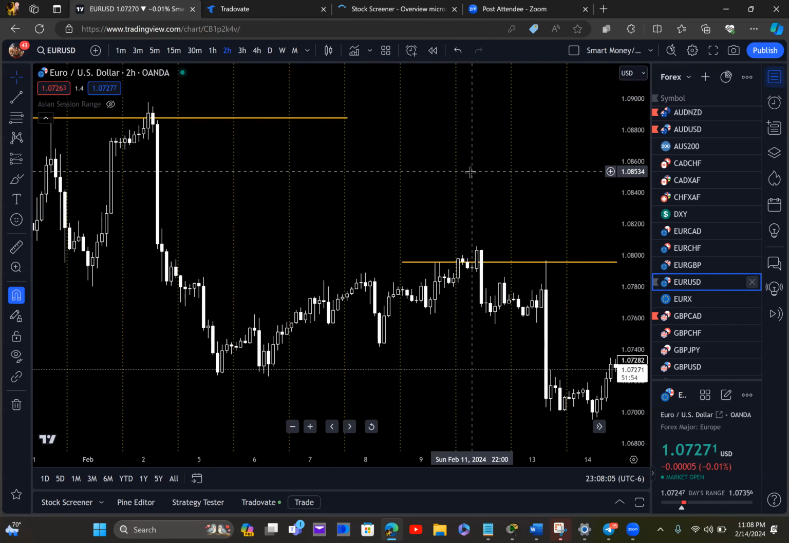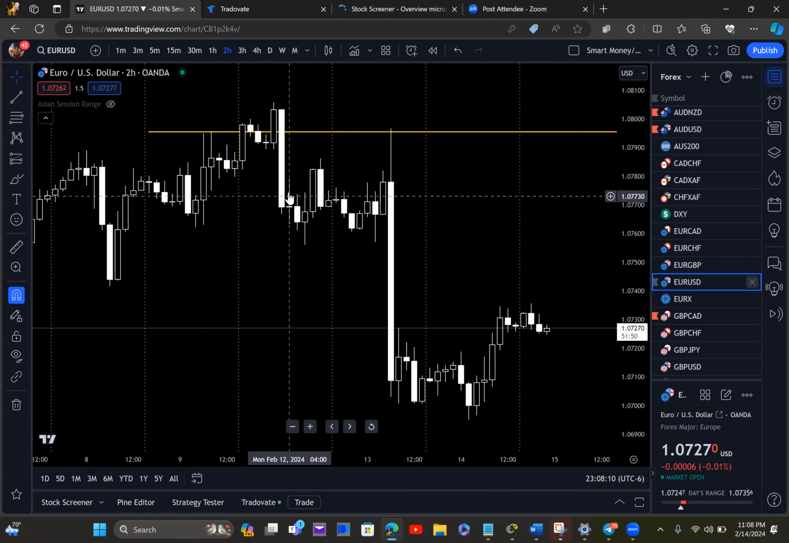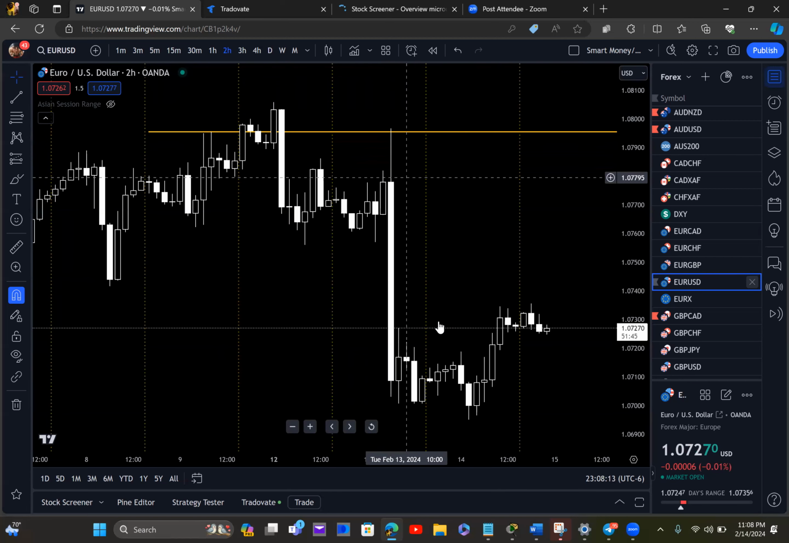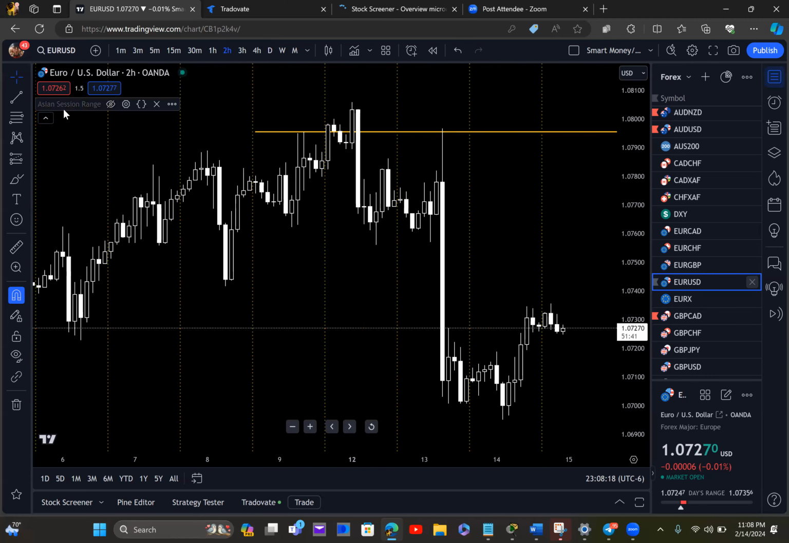All right. Look, even right here, I could have moved it up to this one. And then look what happened. See this fair value gap right here? And look what happened. Spiked up to it. Boom. Dropped. I'm telling y'all, man, this works. And look, check this out.